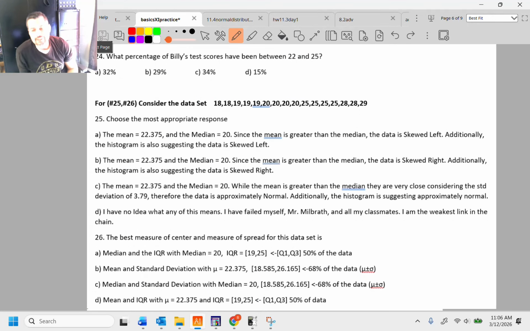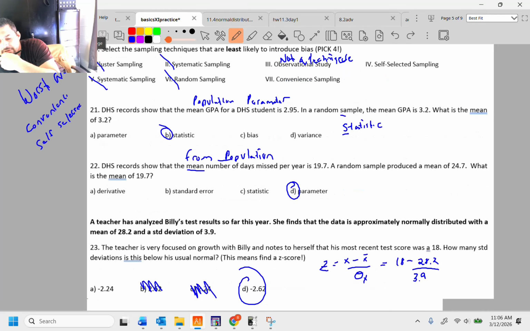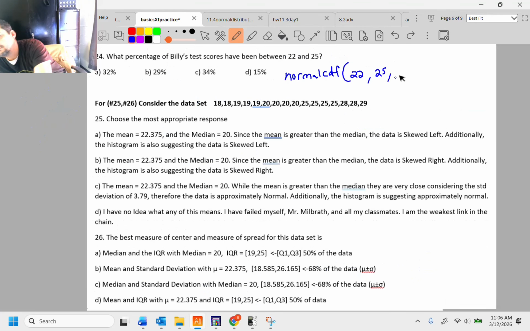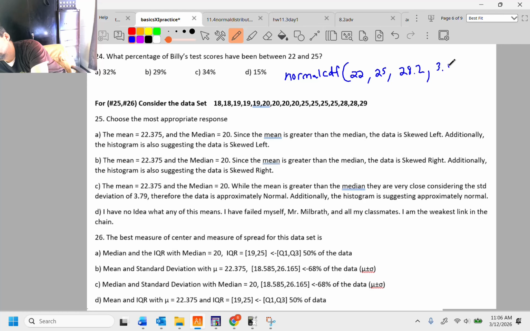What percentage of Billy's test scores have been between 22 and 25? You can't do this one on a normal curve. This is going to be the normal CDF function. And you can actually use the values. The low score is 22. The high score is 25. His mean was 28.2. And his standard deviation was 3.9. Now, when I pull this up, you'll see why I wrote it like that.